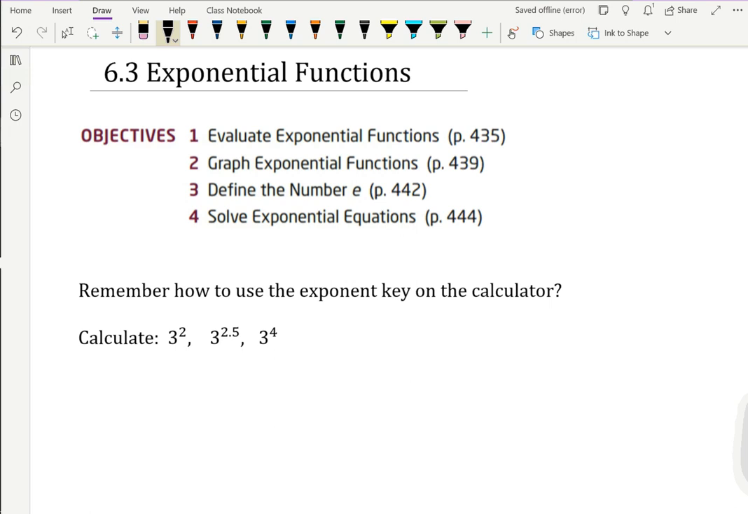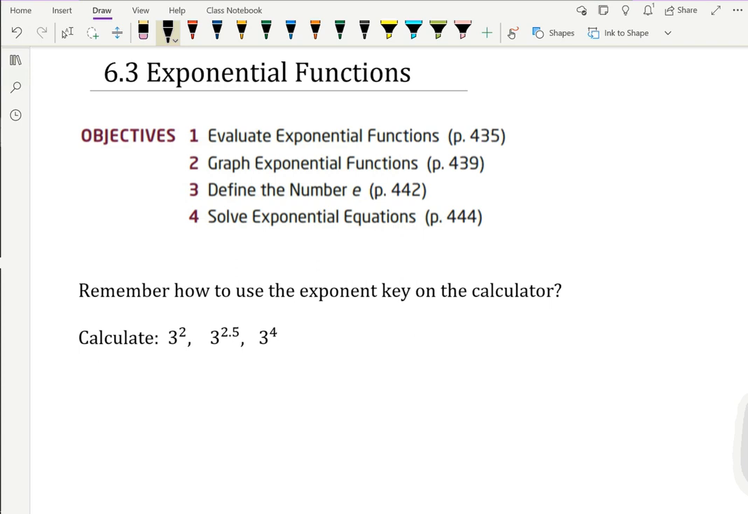Now we want to take a look at exponential functions and identify another category of functions that we can get into. So starting off, what we're going to do as far as our objectives, listing these out, we're going to evaluate exponential functions, graph them, define the number e, and we're also going to solve exponential equations.